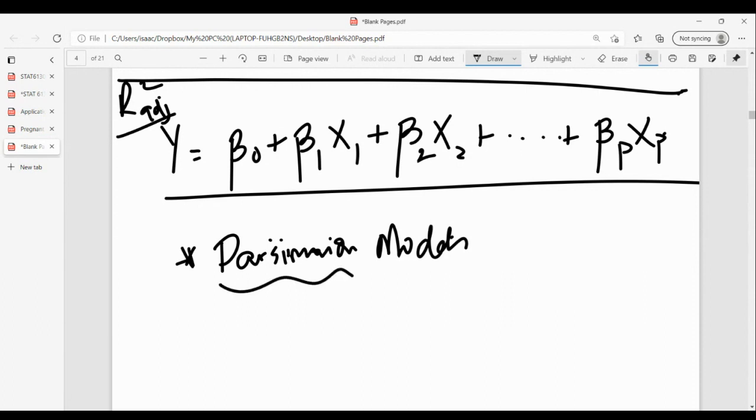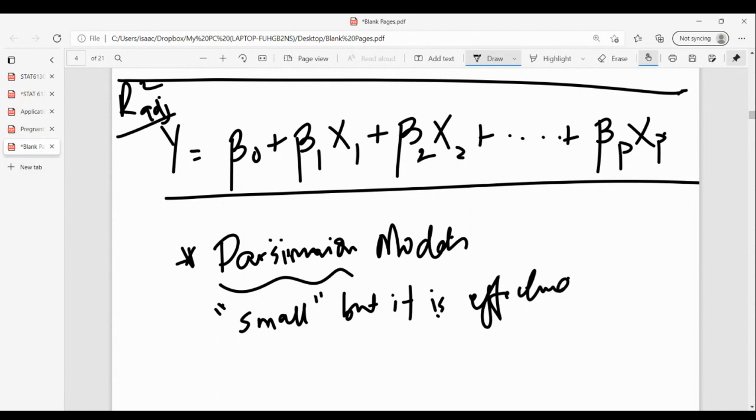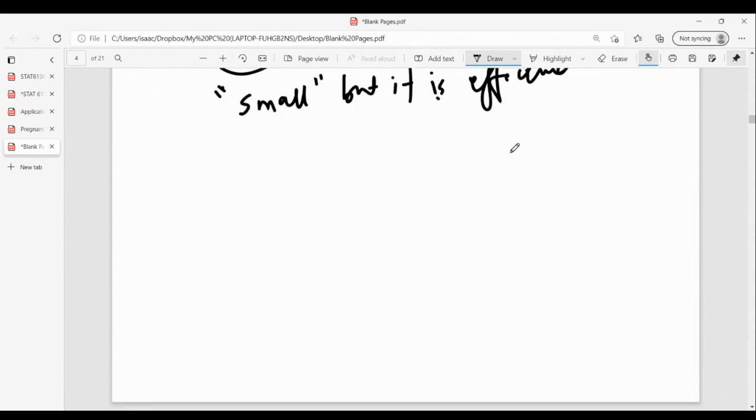So parsimonious means it's small, but it is effective. The model is not an exorbitant model. It is not too big, but it's effective. It could get the job done, meaning in terms of prediction. Let's look at an example.